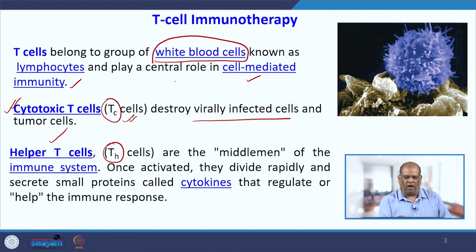So, basically you have a T cell, which is classified into two parts, one is this TC cell, one is this TH cell. TC cells or cytotoxic T lymphocytes directly kill the tumor cells or cancer cells, whereas TH cells secrete some kind of protein that actually boosts these cytotoxic T cells to kill more tumor cells.